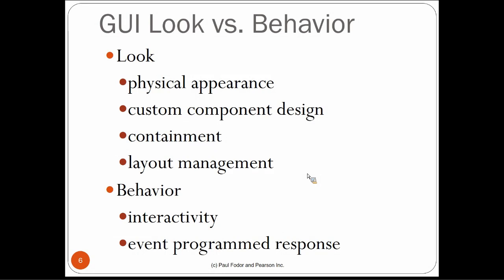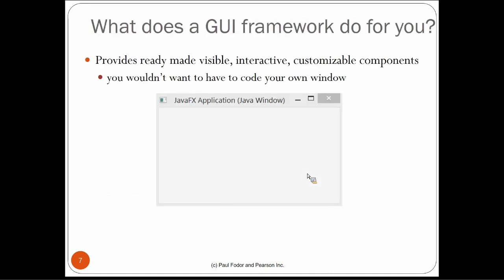Then the second part is how to specify the behavior of graphical user interfaces. Basically, we start another type of programming, which is called event programming. We specify what is the response if an event is detected on any graphical user interface component. The graphical user interface provides visible interactive components, and we don't have to code our own window. We only specify the handlers, which are implemented using interfaces, that are called in case someone generates an event on one of our graphical user interface components.